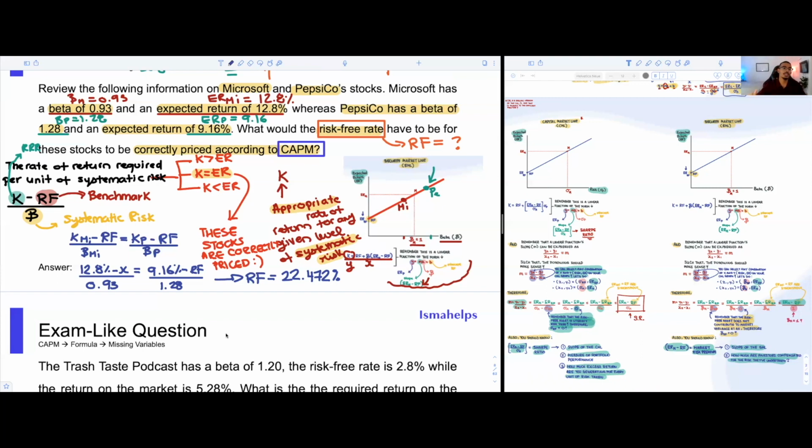So just like that, this is how we solve an interesting question on how to solve for missing variables such as the risk-free rate on an exam question.